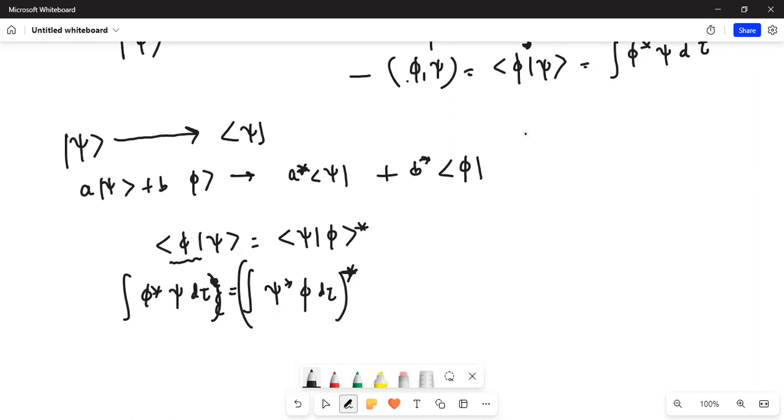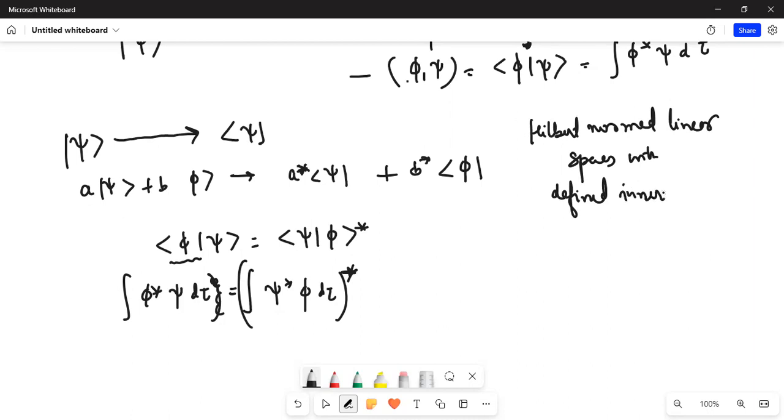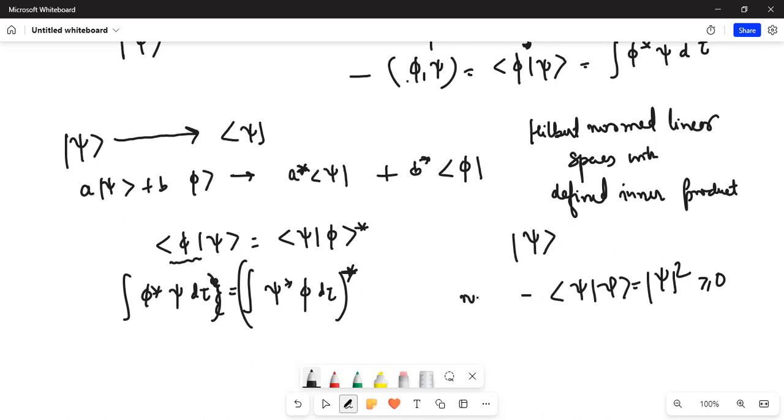Another thing is, I told you initially that Hilbert spaces are nothing but normed linear spaces with a well-defined inner product. So what do I mean when I say norm? If I have this vector psi and I'm defining its norm, it is the square root of the inner product of psi with itself. This particular thing must be real as well as positive. And it would be 0 only if psi is 0. Otherwise, it will be non-zero and greater than 0.